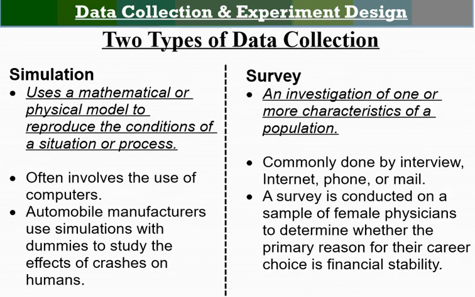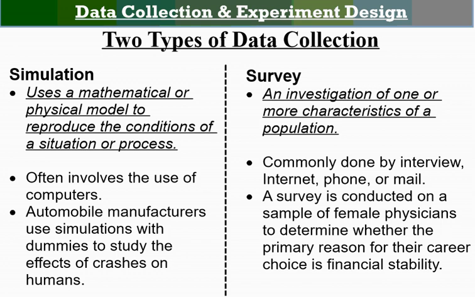After you have decided what type of study, you need to decide on the type of data collection. So a simulation is a type of data collection that uses a mathematical or physical model to reproduce the conditions of a situation or process. It often involves the use of computers. For example, automobile manufacturers use simulations with dummies to study the effects of crashes on humans. So simulation is when it would be unethical to actually create a study that was done on actual people or animals or anything.